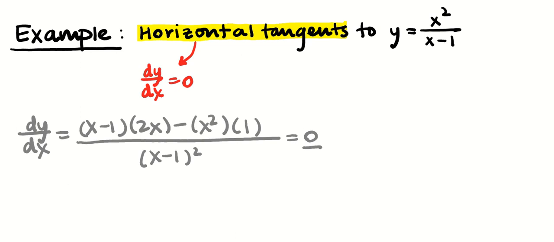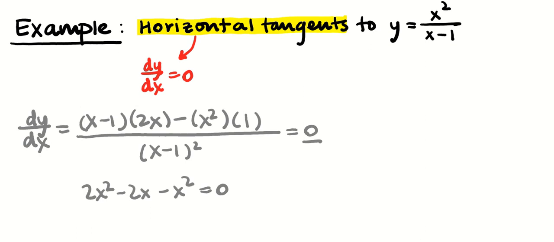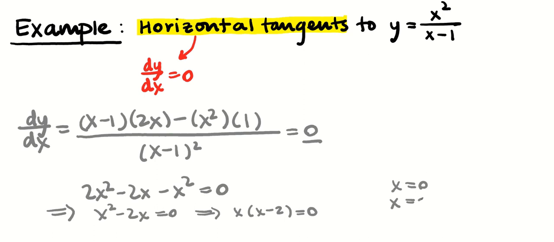So I'm going to distribute, and I'm going to have 2x squared minus 2x when I distribute here and there, minus an x squared equaling 0. So that gives me x squared minus 2x equals 0, giving me x times x minus 2 equals 0, and that happens only when x is equal to 0 or when x is equal to 2.